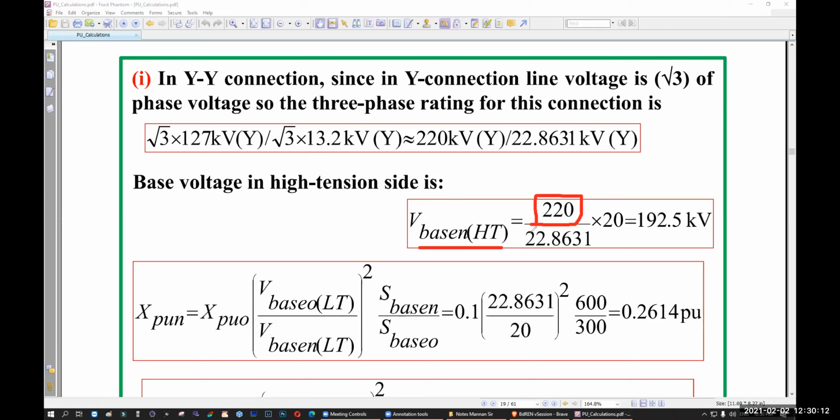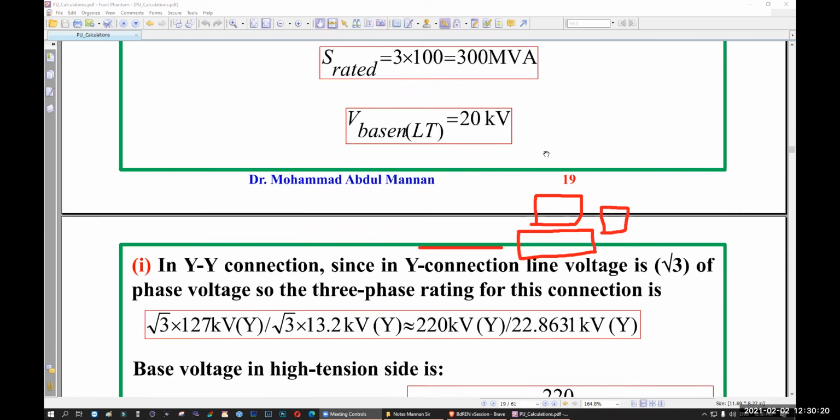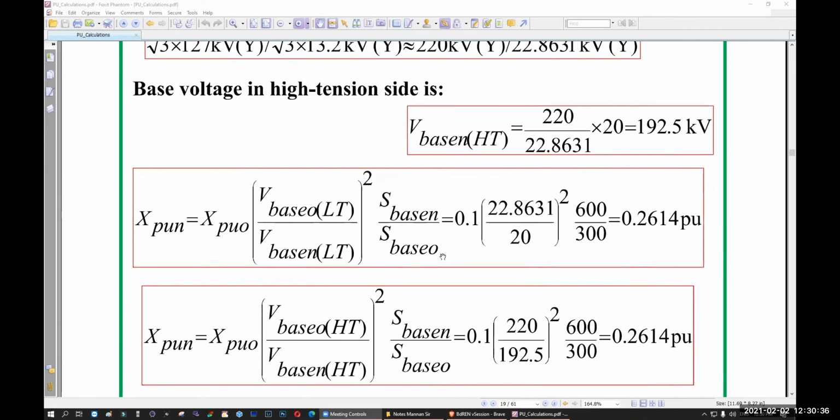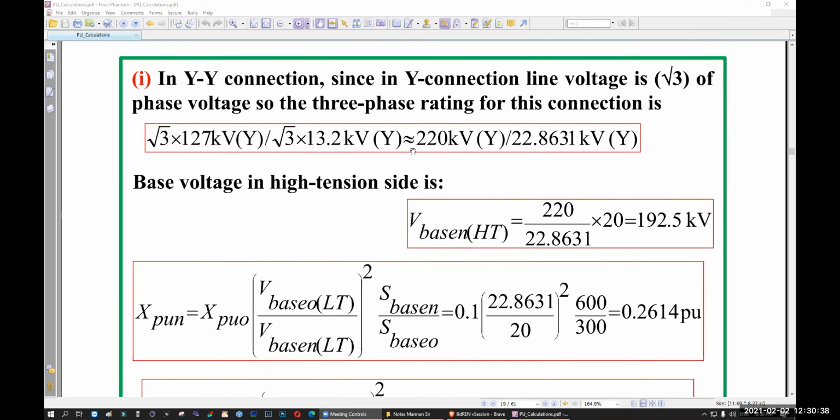What is your new base? 220 divided by 22.8631 into 20. From where has this 20 come from? From there. This is your old base, right? No, this is your new base, sorry, not old base. So new base is equal to what? 20 kV. So your final high voltage side new base will be what?